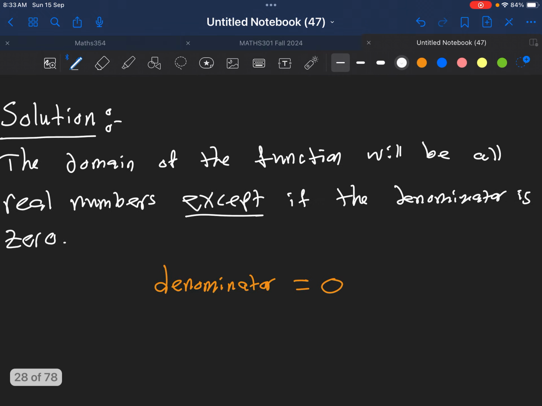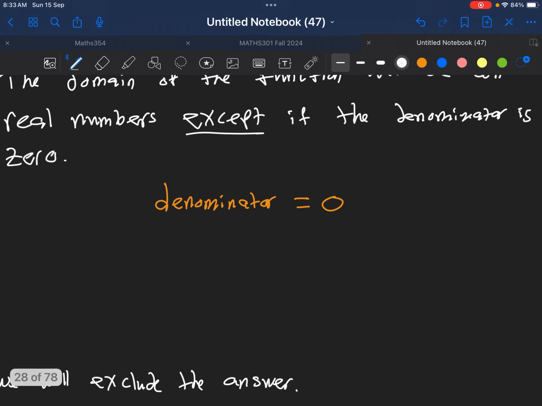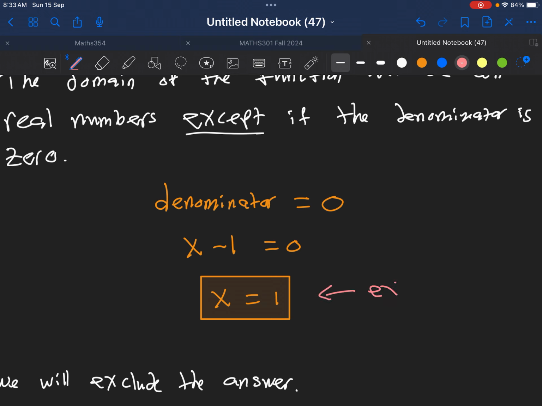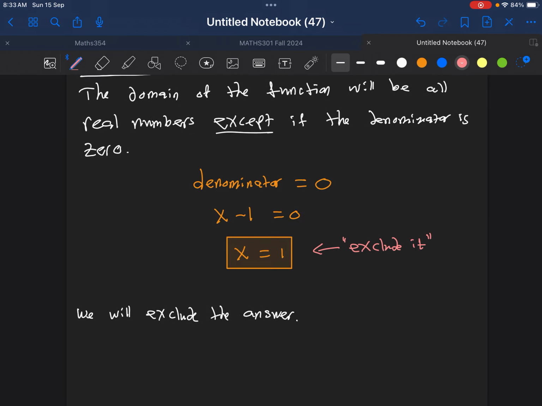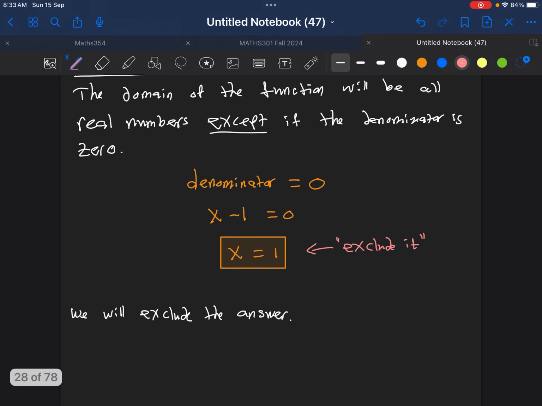So, what is the denominator? If you look at this equation, the denominator is x negative 1, equal to 0. So what is the value for x? The value for x equals 1. Remember what we will do? We will exclude it. That's the idea. So we'll exclude the number.